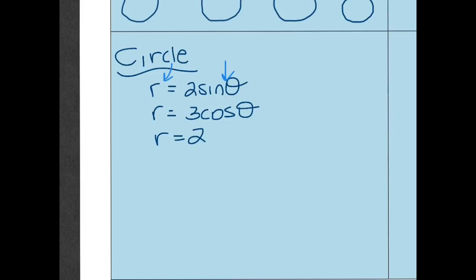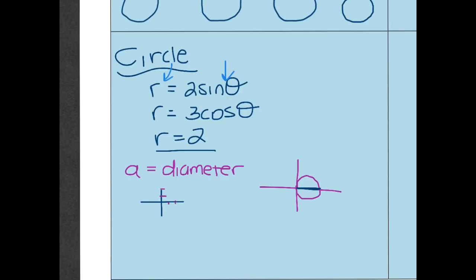So sometimes you've got the trig function, sometimes you don't. So with a circle, whatever a is, which is on the front, is going to be your diameter. If it's off center, so if it's like this, then this is your a, okay? If it was just r = 2, then you're going to the radius of 2 in each direction, so your circle would actually be a diameter of 4. So if the trig function's not there, that a is the diameter if it's not on center, okay? But technically it is also still the largest radius, or the furthest point from your pole.